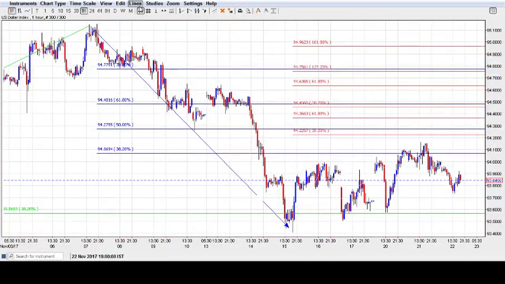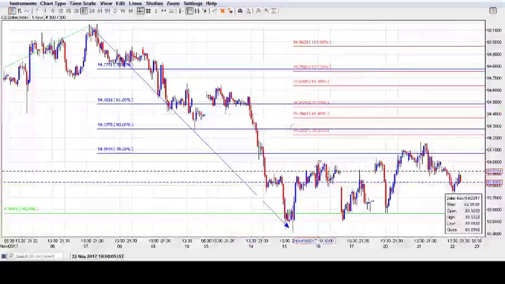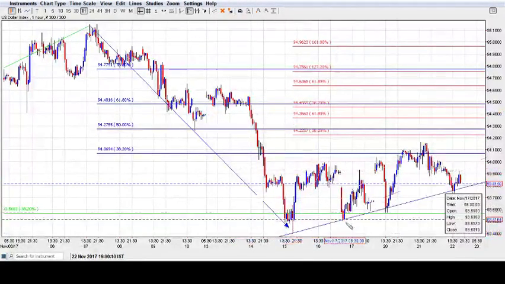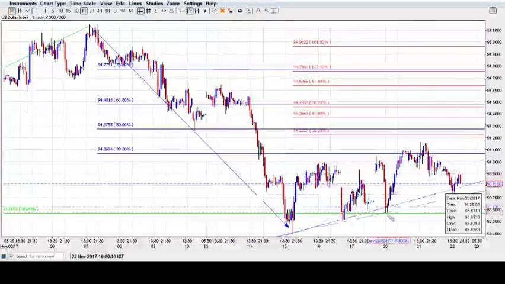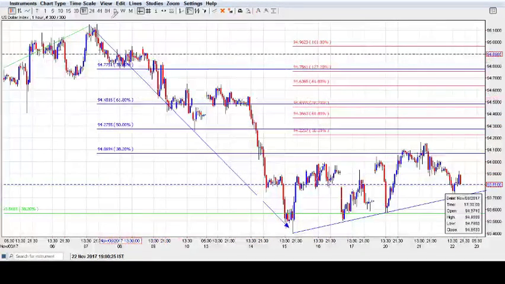So the bottom line remains that till the time prices remain on the north side of this counter trend line, which I'm drawing here, I think we should expect a rally towards 94.50 and then a continued drop towards 92.